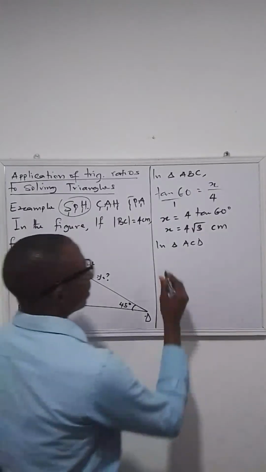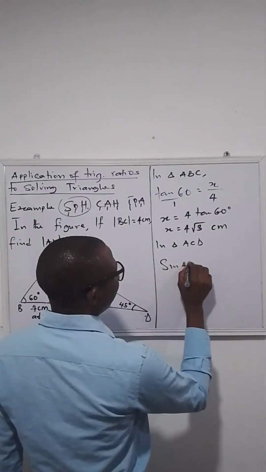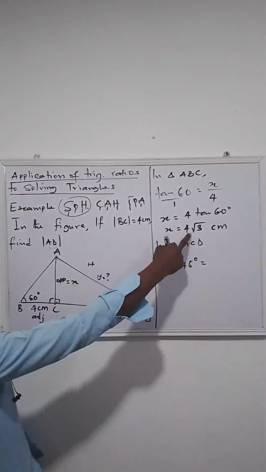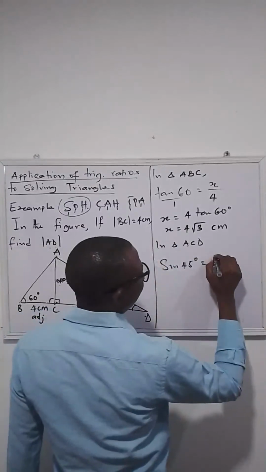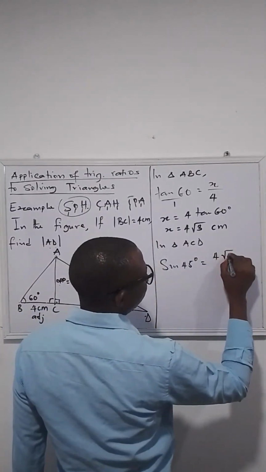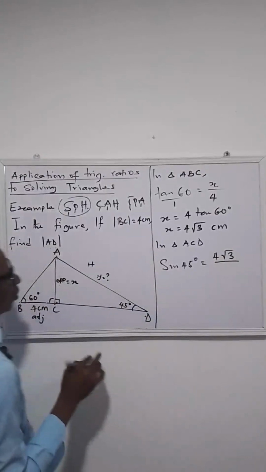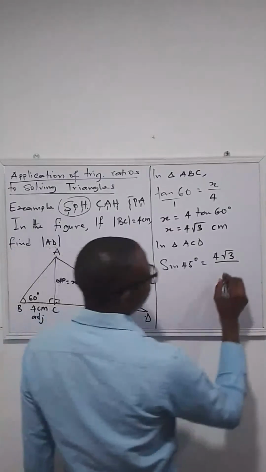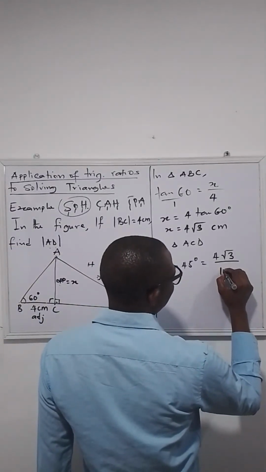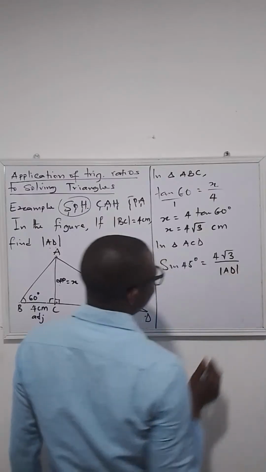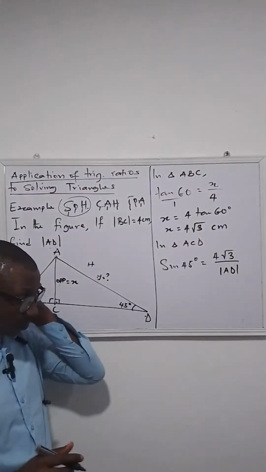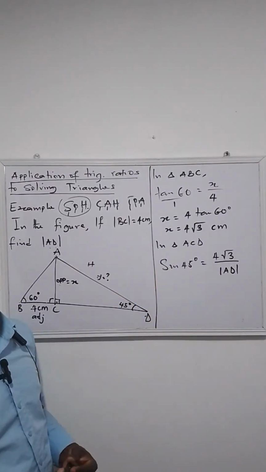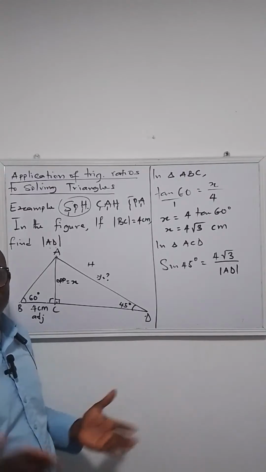So I will have sine 45 degrees equals opposite. Opposite is x, and we have gotten x. So let's plug in that value. We have 4 square root of 3 over hypotenuse. That is what we are looking for, and that is your AD. So we have AD. Now, don't forget, what is the value of sine 45?